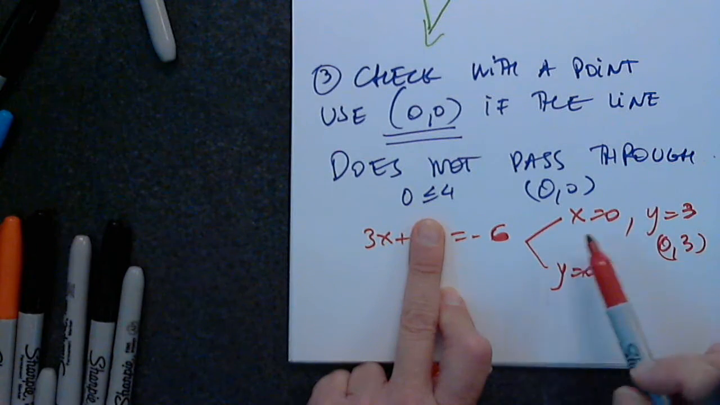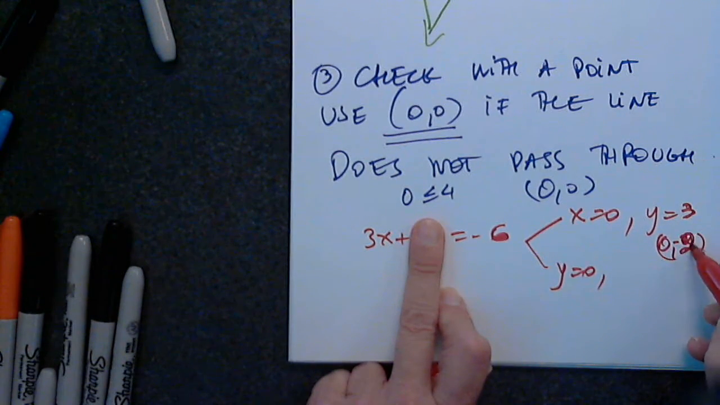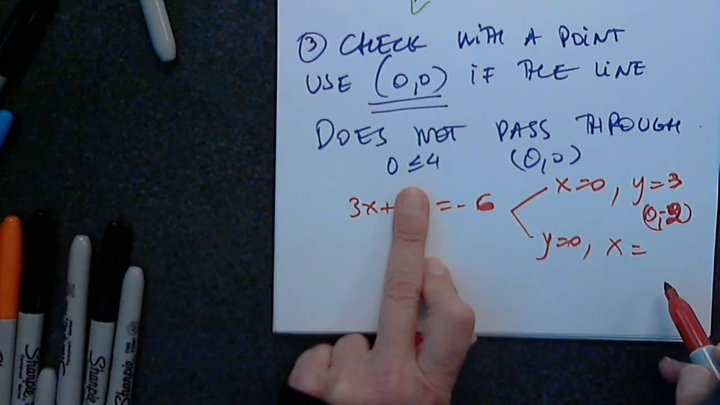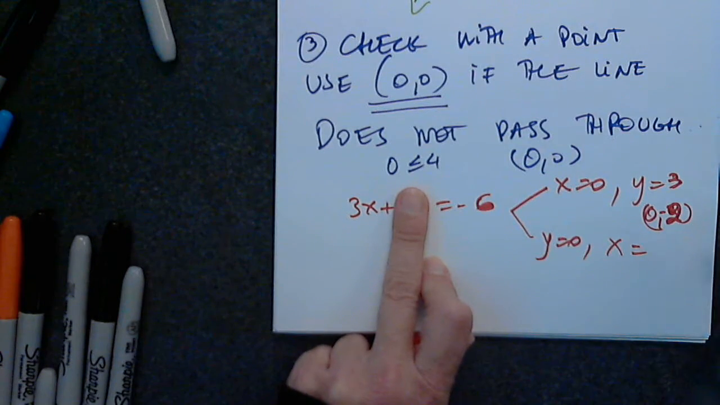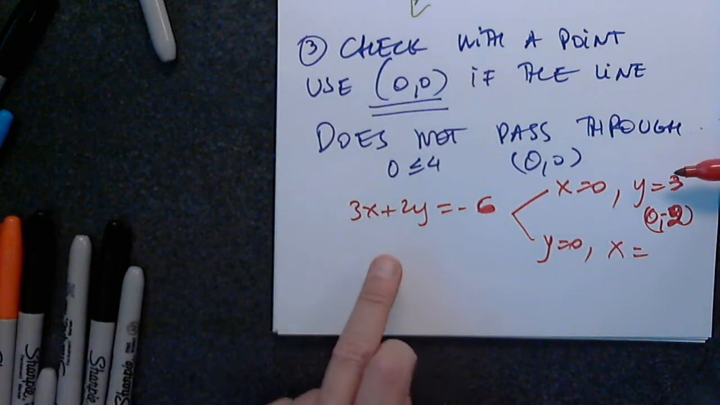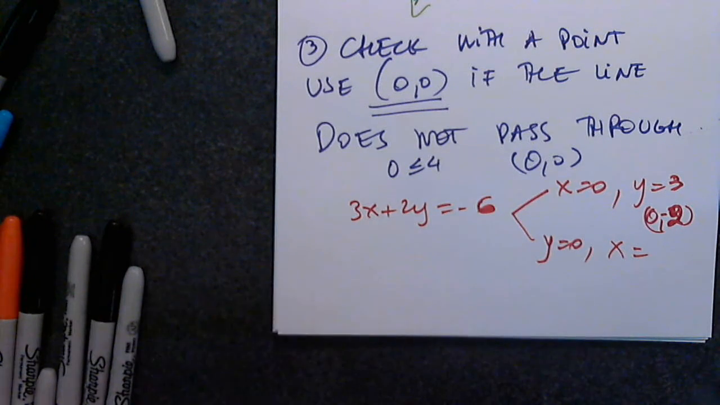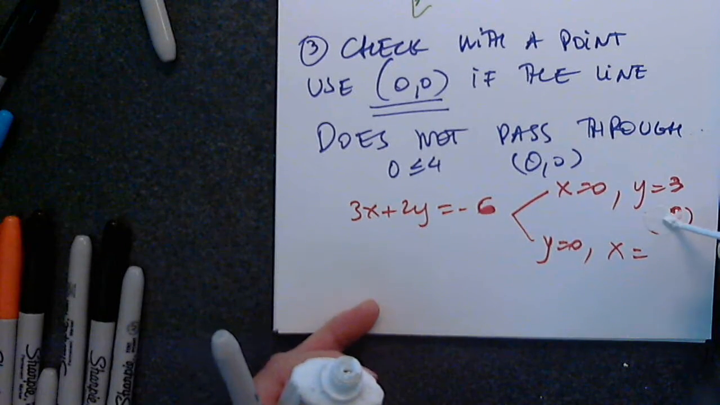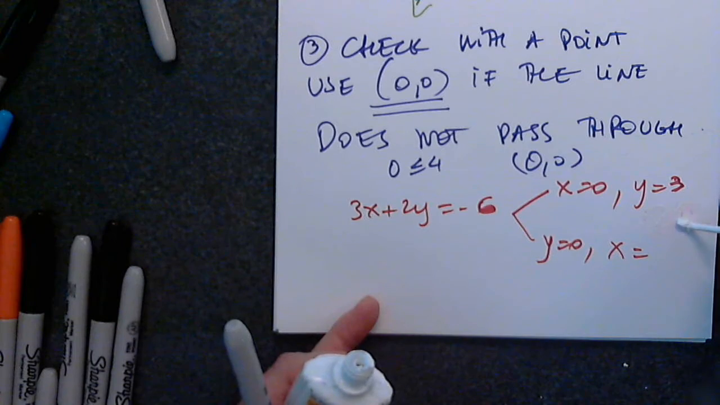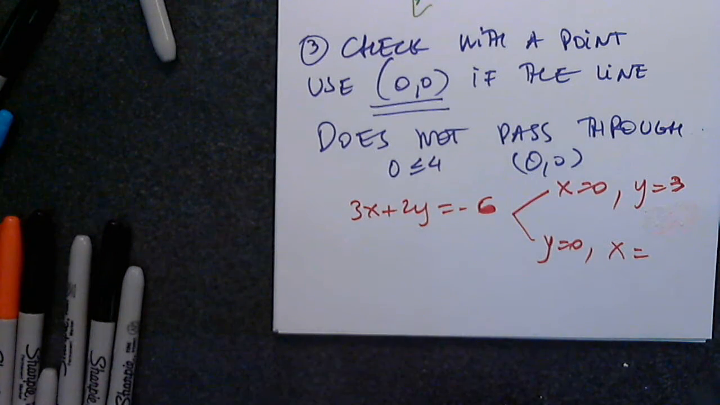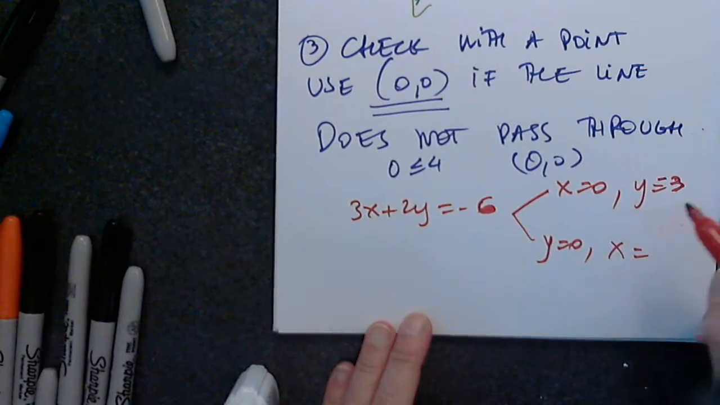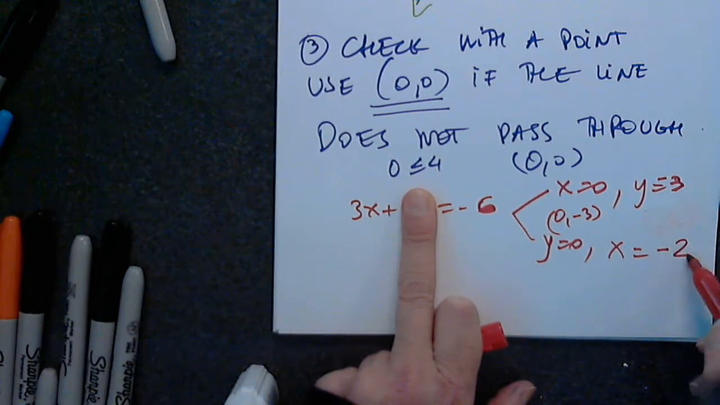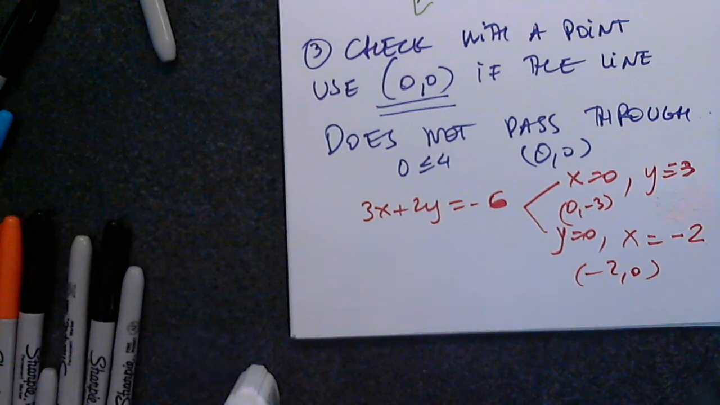Sorry here, negative 2, sorry. I just realized that. So when y is 0, x is negative 3? No. So that was when x was 0, y is negative 3. Sorry about that. So 0, negative 3. And now when y is 0, x is indeed negative 2. And negative 2, 0 is perfect.